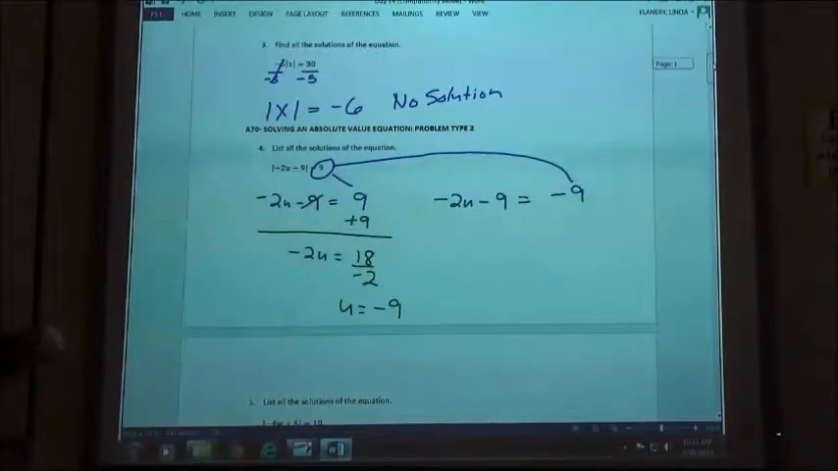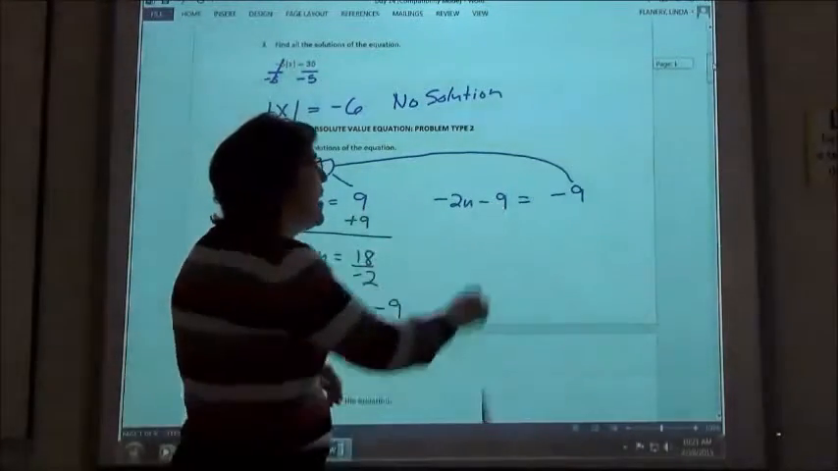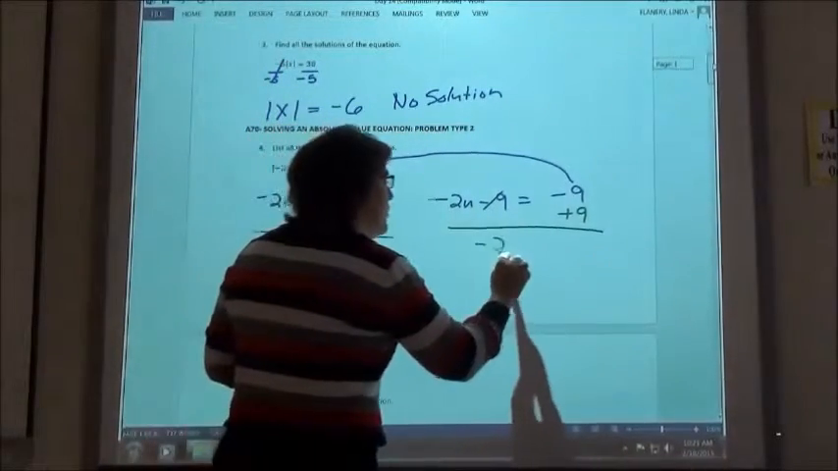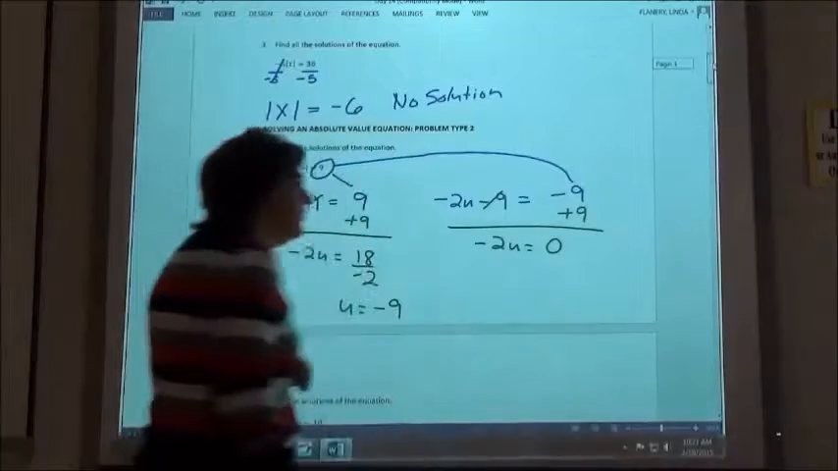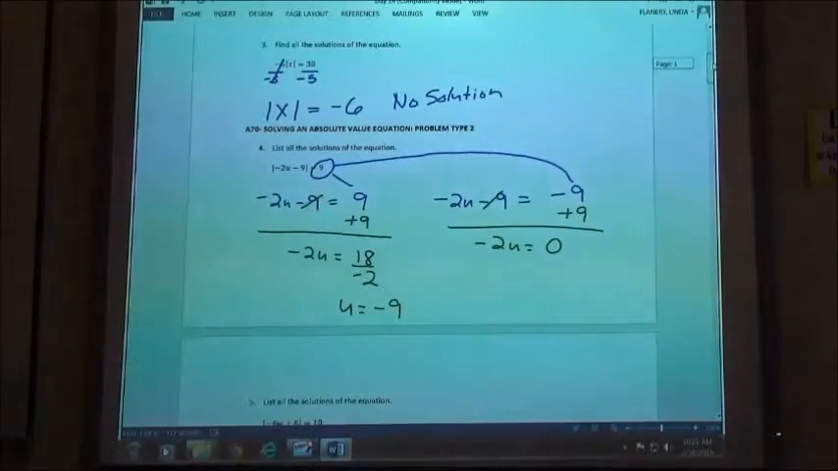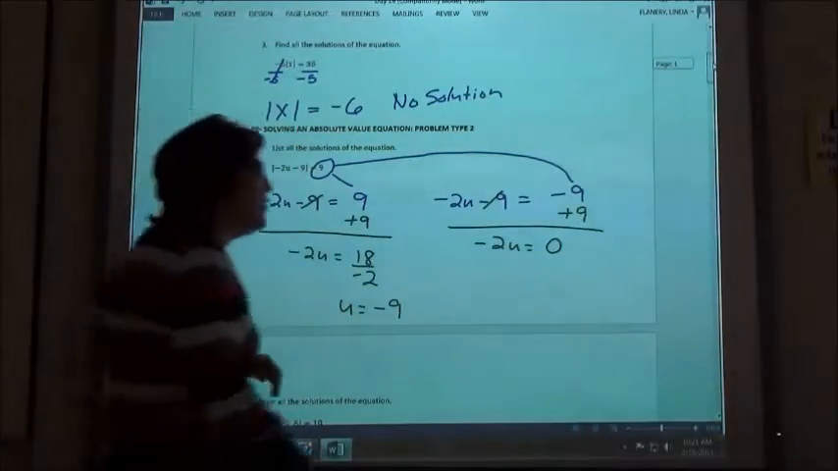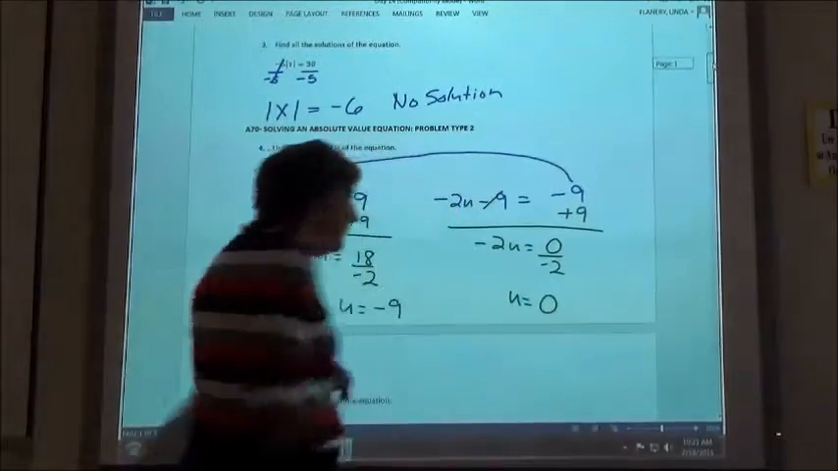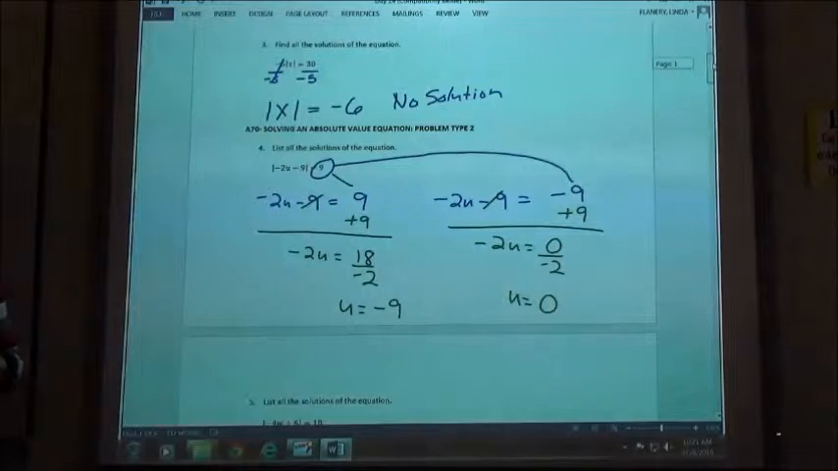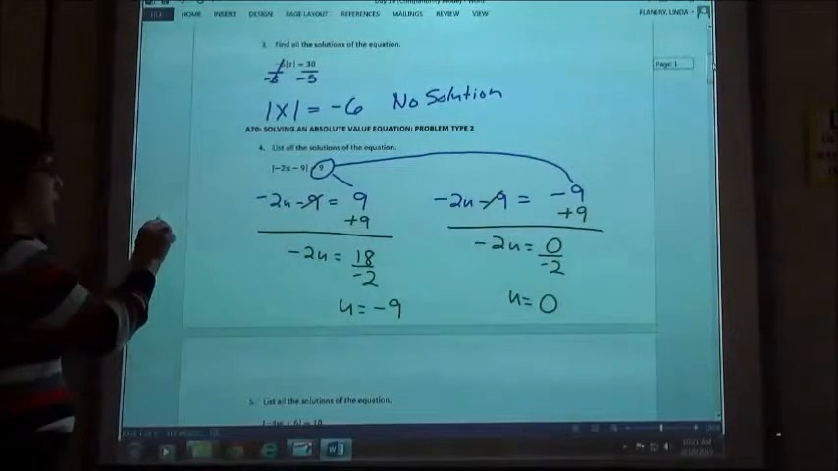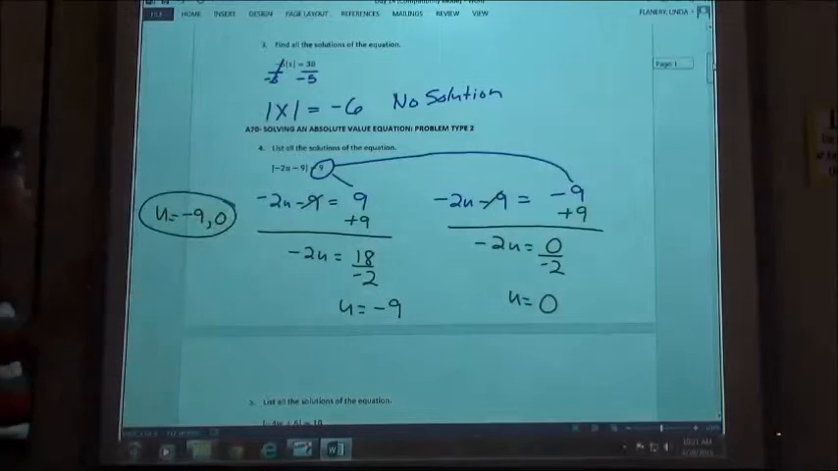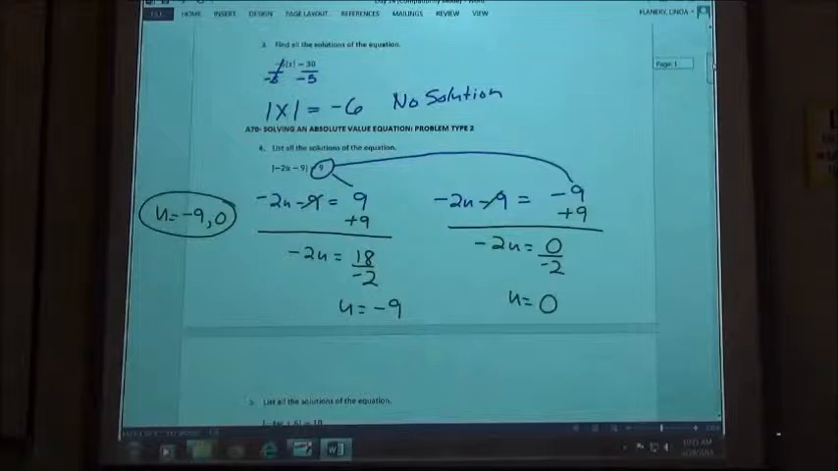Then I'm going to solve the other one. Here, if I want to move my 9 to the other side, I'm going to add my 9. Negative 2u equals 0. And then again, I'm going to divide by negative 2. 0 divided by negative 2 is still 0, right? And so I get two answers. U is going to equal either negative 9 or 0. Both of those will be correct solutions.